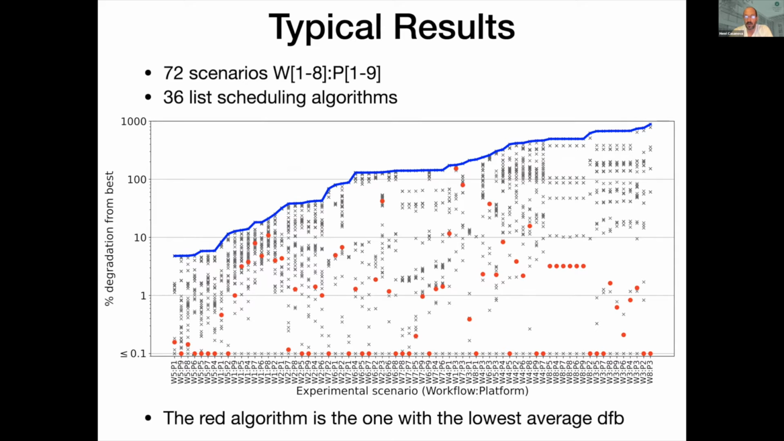Again, remember, 0 is the best you can be, right? And the blue line is showing the worst algorithm, and we sort the scenarios by increasing values. So that way we have a smooth increasing curve here, and it makes the graph readable. And so, for instance, on this scenario, workflow instance number 5, platform instance number 1, this is how the algorithms behave. Some are really good. Of course, 1 is always going to be at 0. And then 1 is at about, what is that, 6, right? So this one is 6% worse, right?